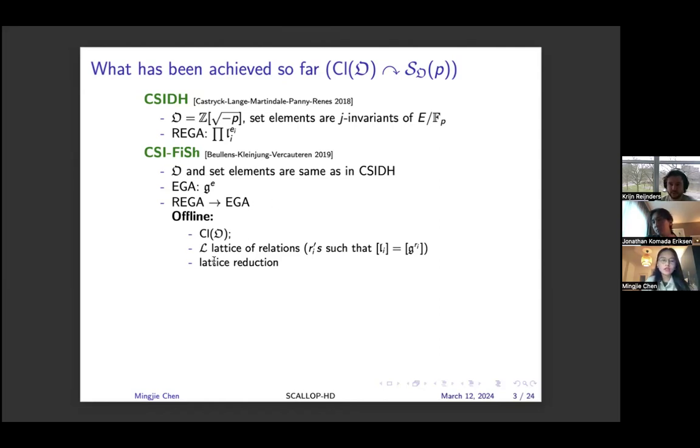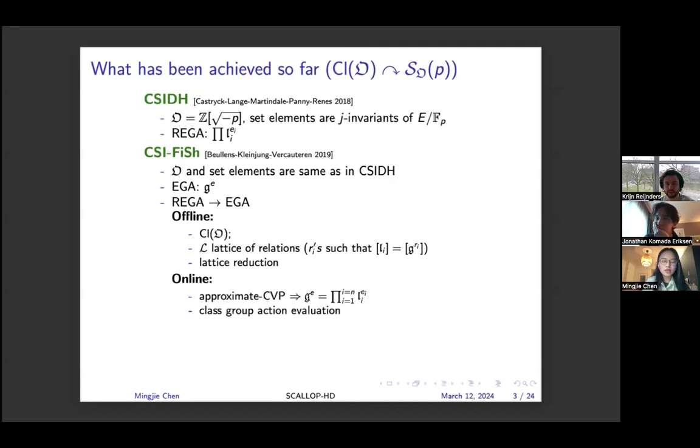For the offline phase, we first compute the class group, the ideal class group corresponding to the imaginary quadratic order. And then we compute the lattice of relations L, which involves solving discrete logarithm in the ideal class group. Then we do a lattice reduction step. And for the online phase, one solves an approximate CVP problem.